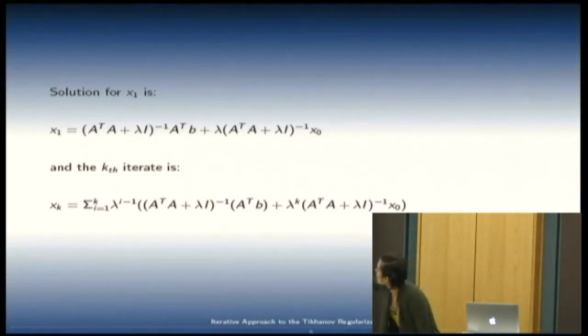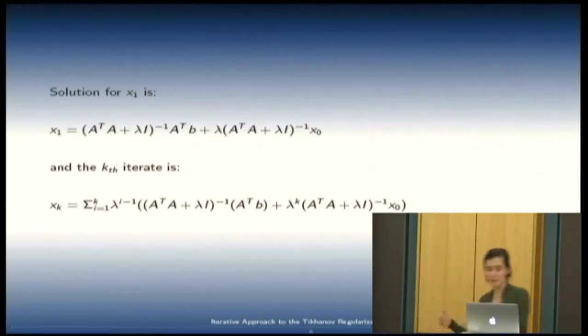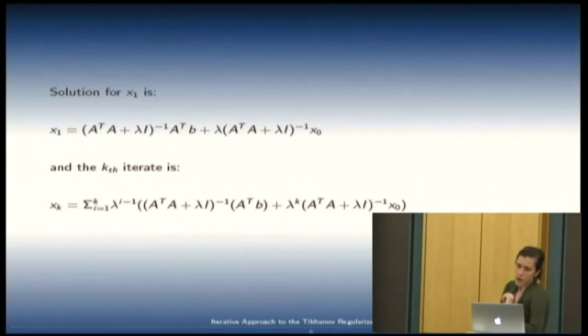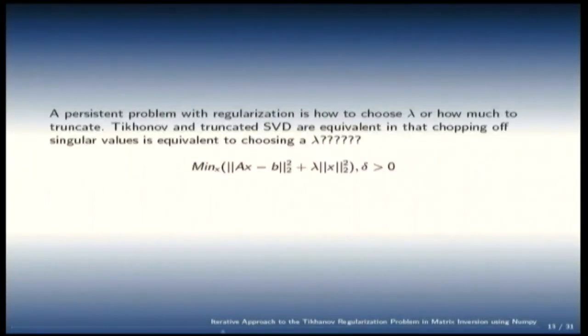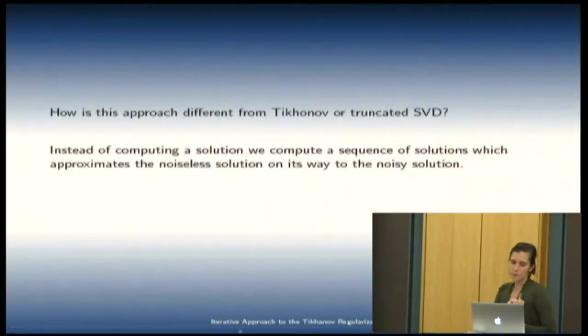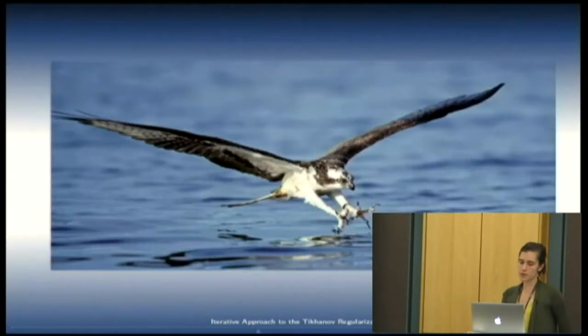Okay, so that right there is almost what I need you to understand. That's what I'm going to more or less program, but it's not the ultimate result. Let me just go back. So I said the persistent problem is how to choose this lambda, and that's why the iterative approach doesn't depend so much on lambda as the regularization approaches do. So instead of computing one solution, I have a sequence of solutions, and that's what I'm going to program.